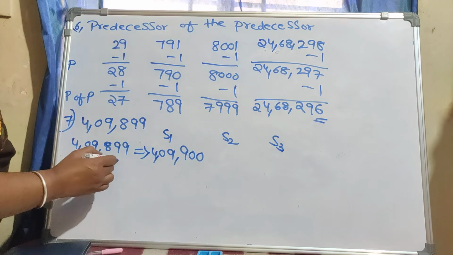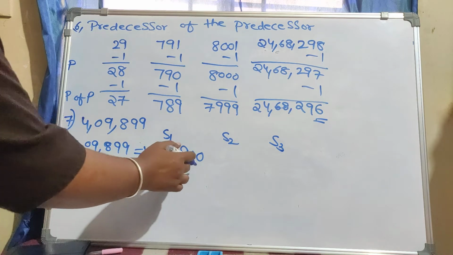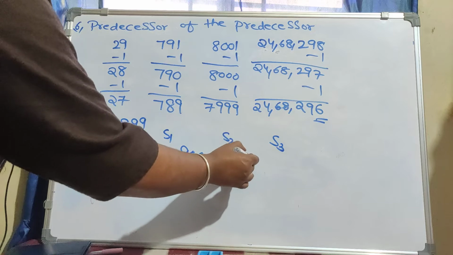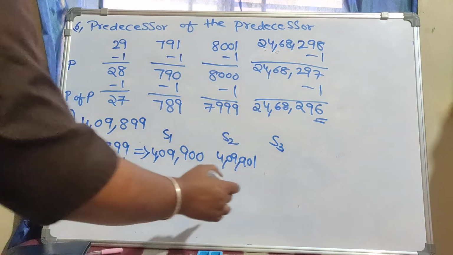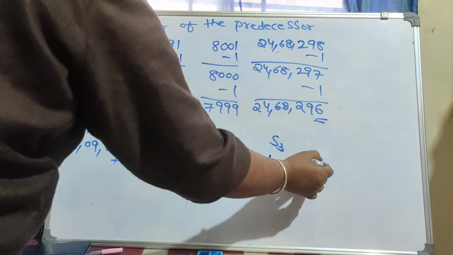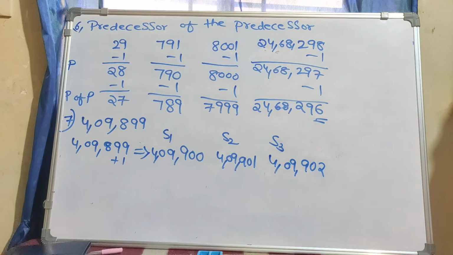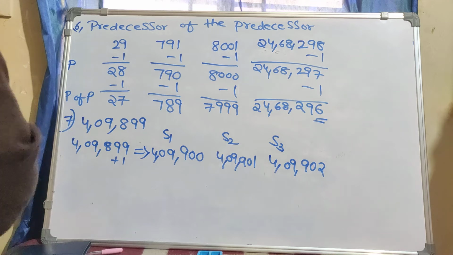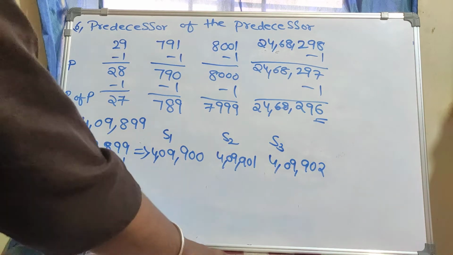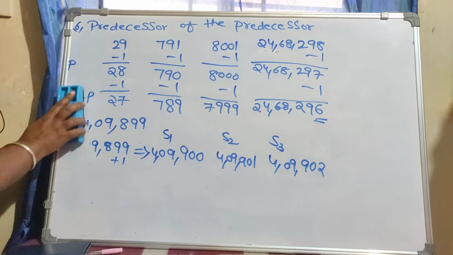4,09,900. What did we do? Plus 1. And this plus 1, 4,09,901 and 4,09,902. The next consecutive numbers are 900, 901 and 902. So if we know the meaning of the question, it is very easy to solve it. Now, eighth question.